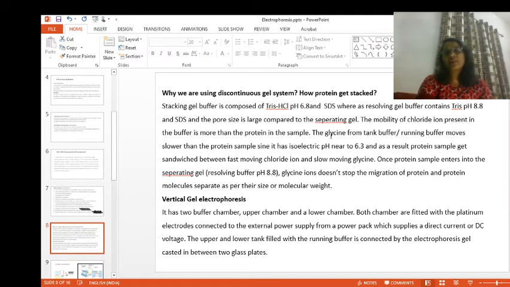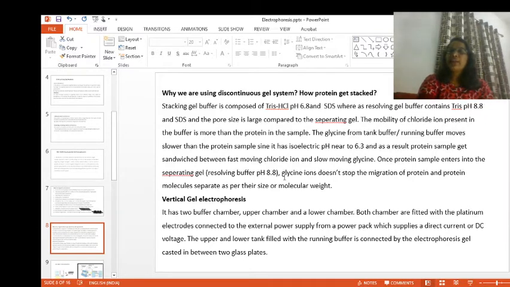Most amino acids have an isoelectric pH near 6. So at pH 6.3, our glycine, which is an amino acid, exists in the isoelectric form and has very low mobility. So the protein will be stacked between the slowly moving glycine and the chloride ion, which can move faster than the protein ion. So it will be stacked in between the chloride and glycine ions.